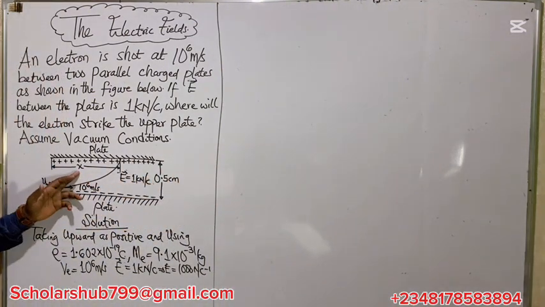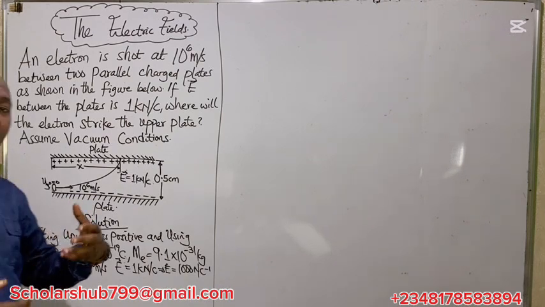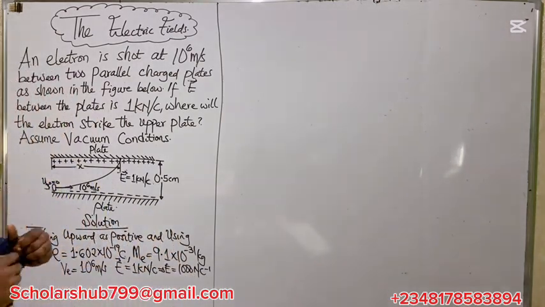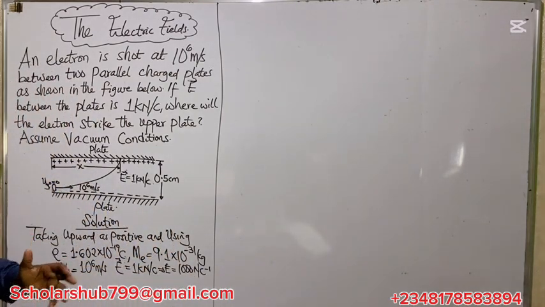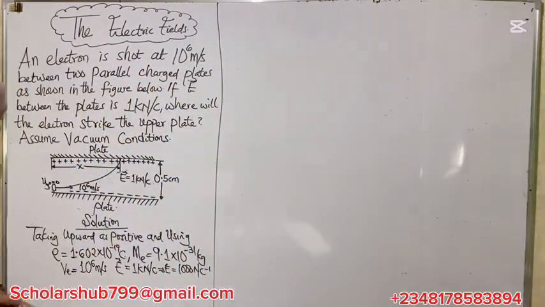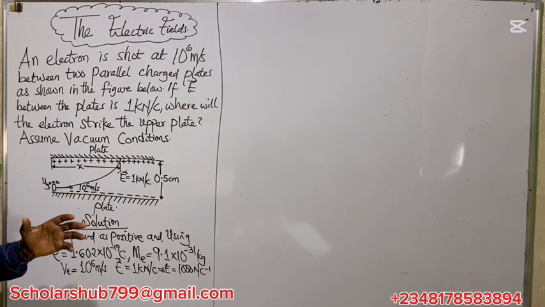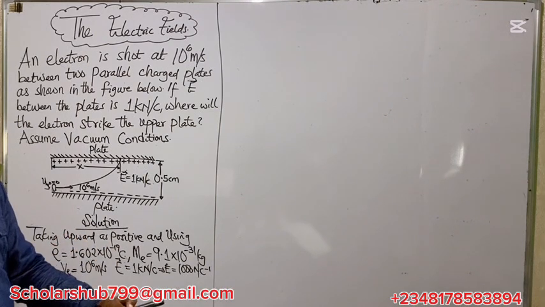You can see we have it as x here. So at what distance will the electron strike the upper plate, which is the positive plate? First things first, let's analyze this problem. The electron is shot at a speed of 10 raised to the power of 6 meters per second. That means the electron will be accelerated.